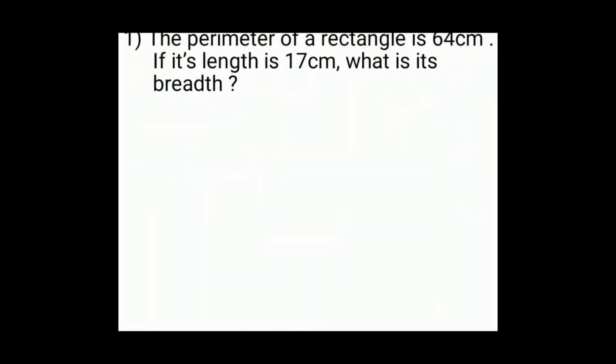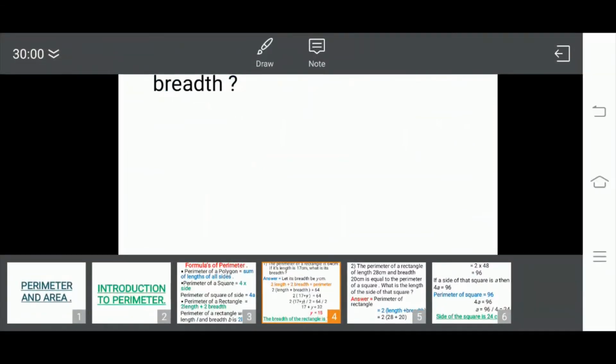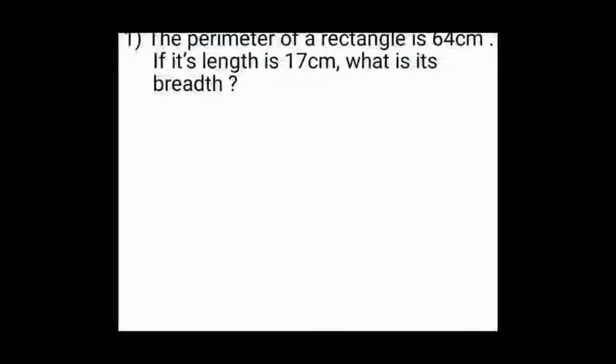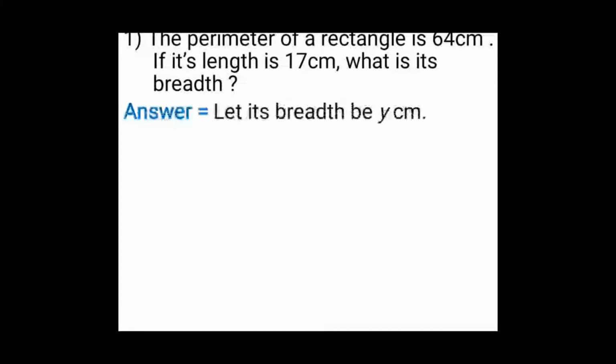Next one: the perimeter of a rectangle is 64 centimeter. If its length is 17 centimeter, what is its breadth? Then see that, because you have to find the breadth, you have to assume the breadth as y.